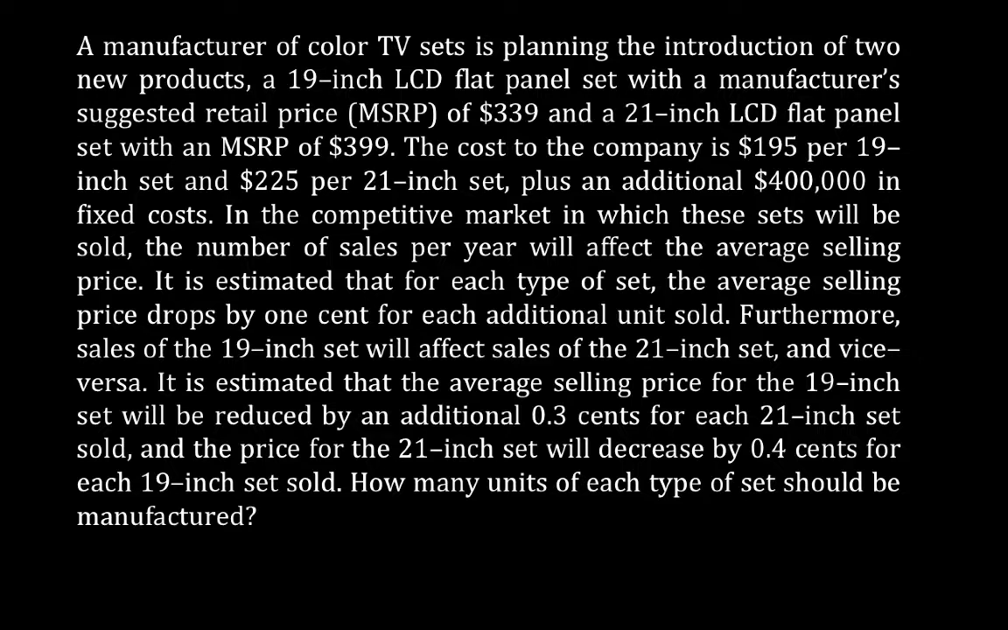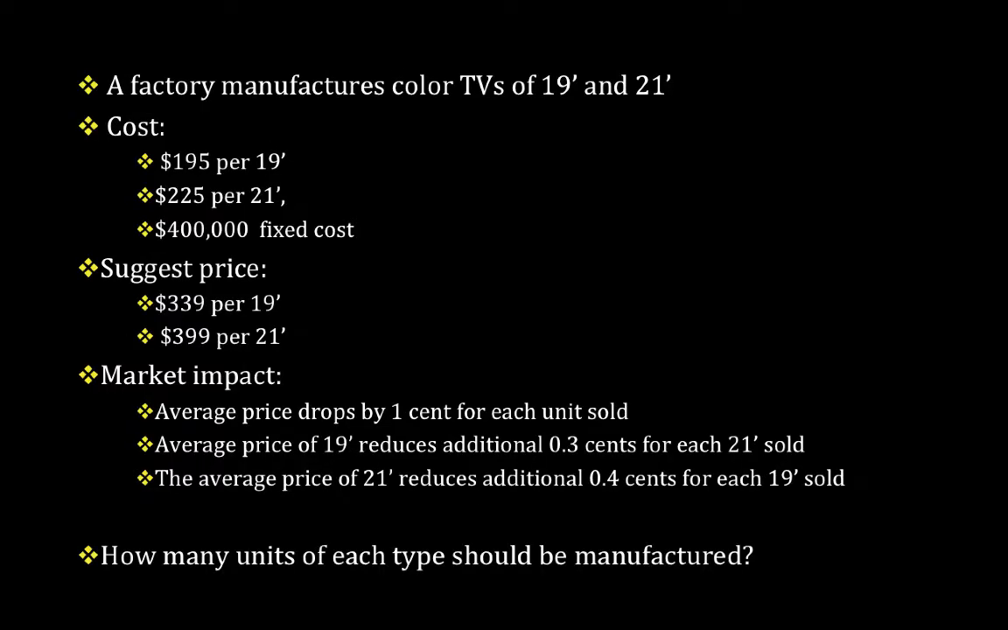Write the summary of the problem. They have a factory that manufactures color TVs of 19 inches and 21 inches. So we do have two types of TVs. Then we have cost: $195 per 19 inch TV and $225 per 21 inch TV. They have $400,000 fixed cost. Then we have the suggested price for the 19 inch TV of $339, and $399 for the 21 inch.